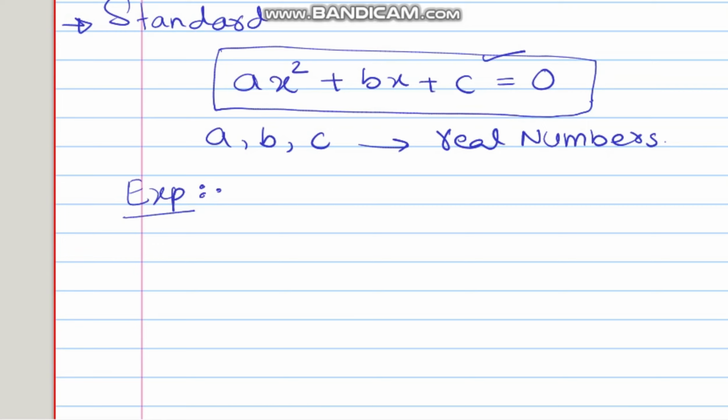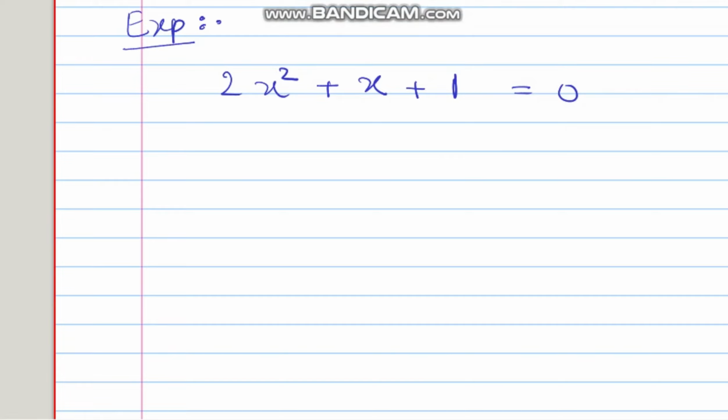Now, for example, if someone asks you to make a quadratic equation in a standard form, then you will say 2x square. Just assume the b from yourself. Let's say I am taking b is equal to 1, so x, plus c also equal to 1, is equal to 0. This is a quadratic equation in a standard form.